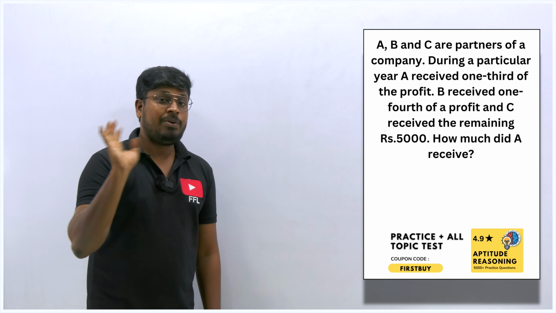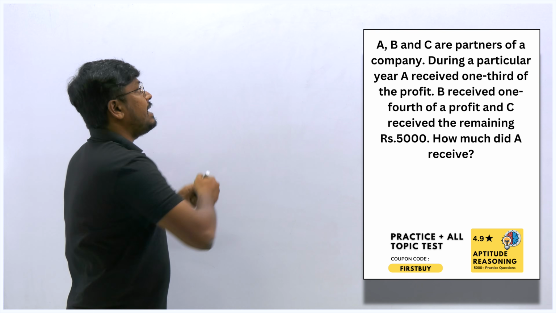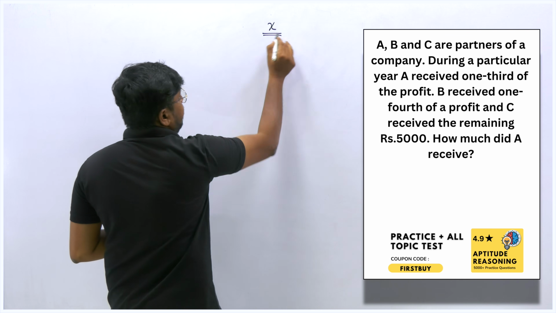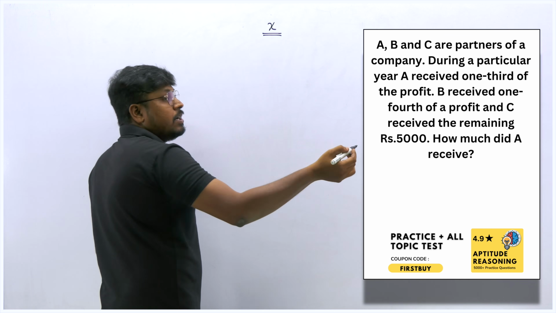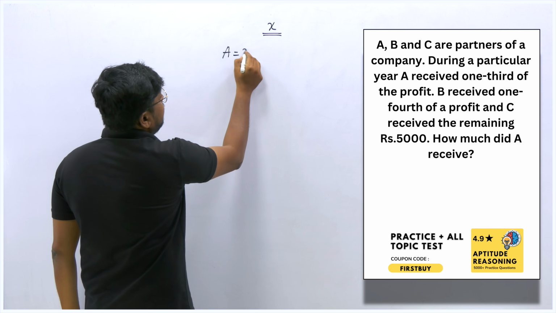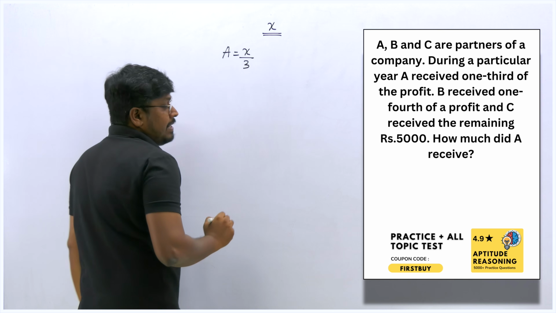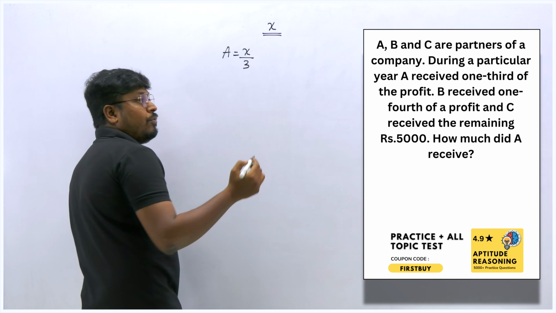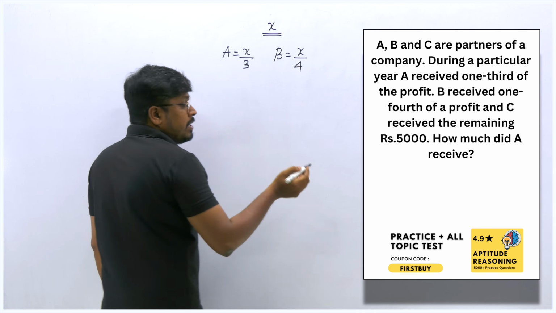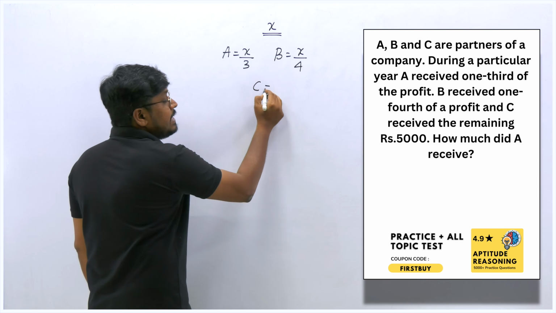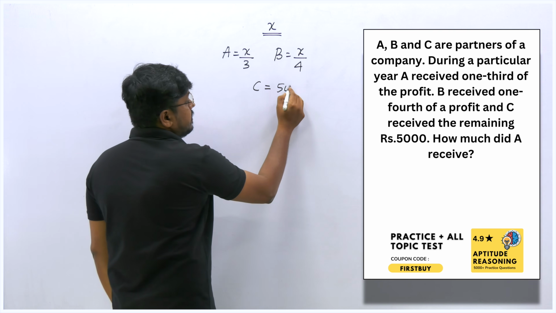Actually, the profit was not given, so let's assume it as X. So X will be the profit. Out of this profit, how much does A receive? A receives 1/3 of the profit, so A is equal to X by 3. Similarly, the second person, B, receives 1/4 of the profit, so B is equal to X by 4. And what about person C? Person C receives rupees 5,000.